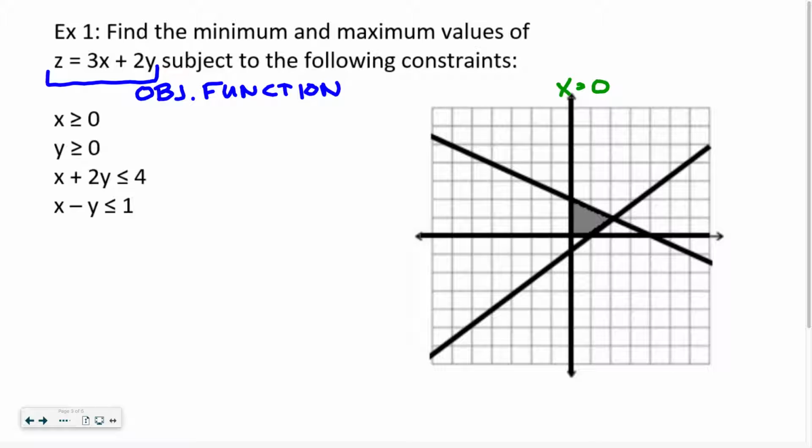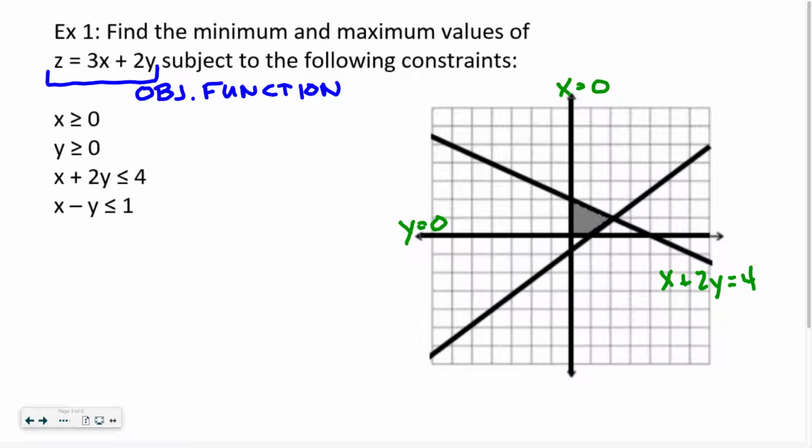Y equals 0 is really the x-axis. So that's that line, the horizontal line. Okay. For x plus 2y equals 4, I would have used my intercept method. So the x-intercept is 4 and the y-intercept is 2. That must be this line that is decreasing. So this is the line x plus 2y equals 4.